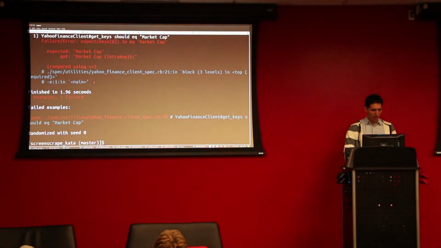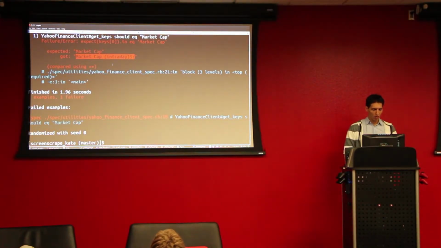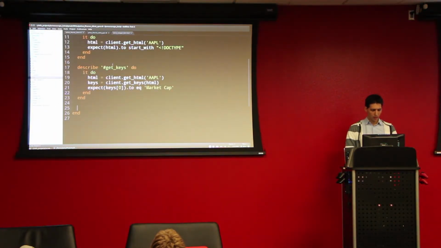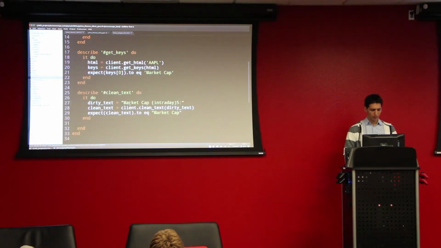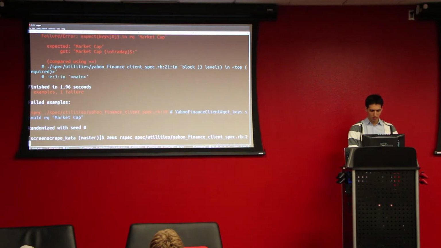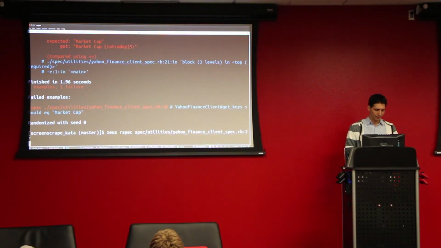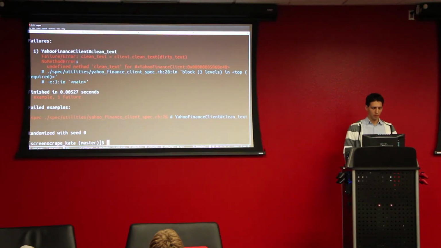So let's just take that text and clean it up so that our test will pass. In fact, let's make a new method and a new test for this. We'll make a new method, clean text. We have some dirty text, and we have our client first. We want to clean the dirty text, and we expect this clean text to equal just market cap by itself, none of this other stuff. Okay, so let's run that test. I'm just going to run that test by issuing only line 27. Okay, we fail because we don't have that method.